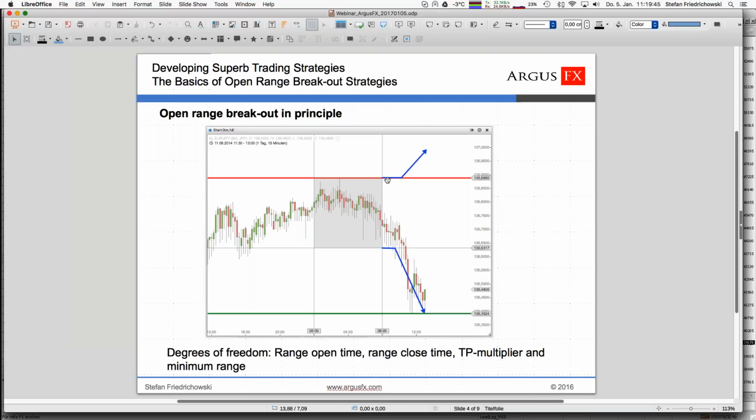So we place this buy stop order at that upper limit here, and we place an additional order. So we place 2 orders, and we place a sell stop order at the lower end of our range. So we have 2 pending orders in the market exactly after 8 o'clock. So that is our starting position. And now we wait. We wait until one of those 2 orders is filled.